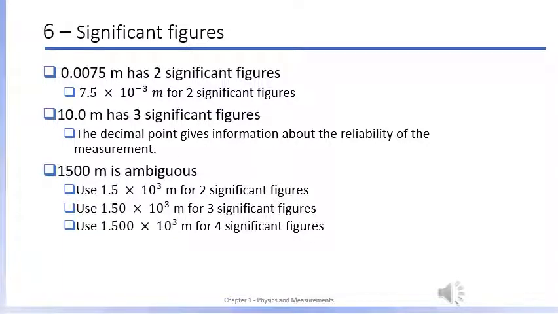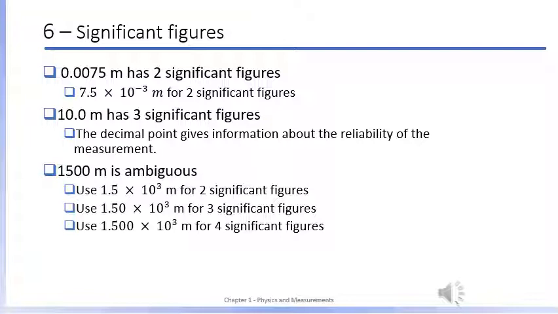Some examples to clarify what is a significant figure. The number 0.0075 has two significant figures. So we should write this number in scientific notation. We will write it as 7.5 times 10 to the negative 3. So we have two figures, 7 and 5. We are sure of 7.5. So we have two significant figures.